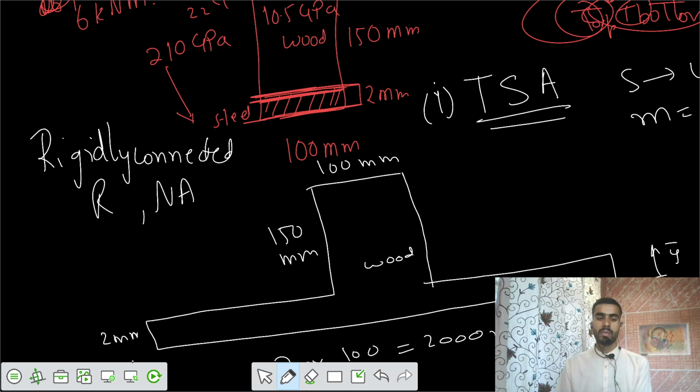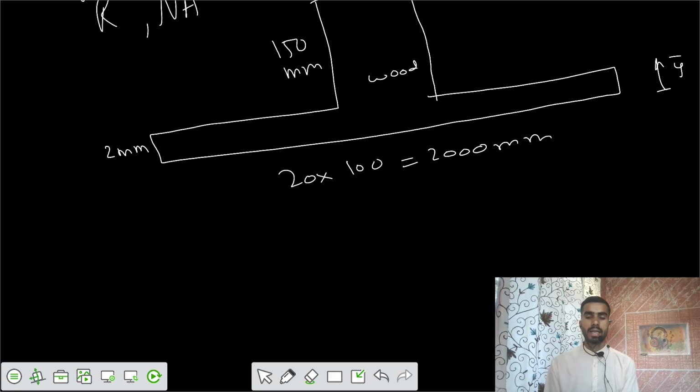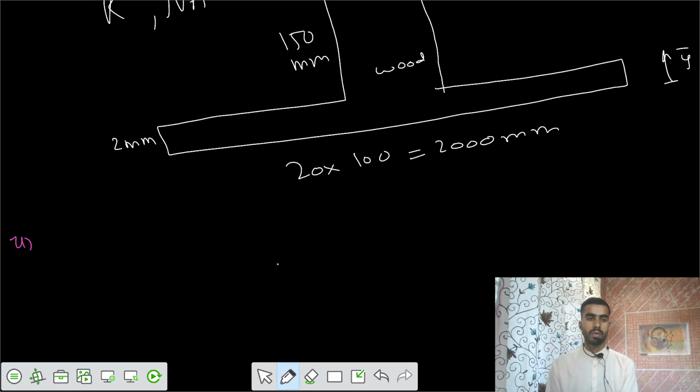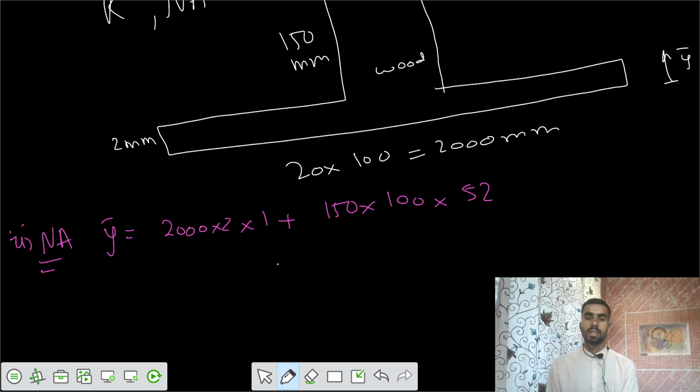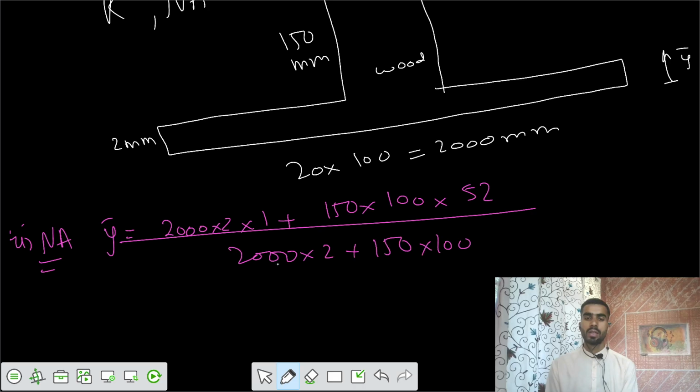This was 2 mm. So now the second step is the calculation of the neutral axis. I would say y bar equals 2000 into 2 acting at 1, plus similarly 150 into 100, the width was 100, acting at 50 plus 2, that is 52, divided by the total area of 2000 into 2 plus 150 into 100. So you got a value of y dash equals 37.2.